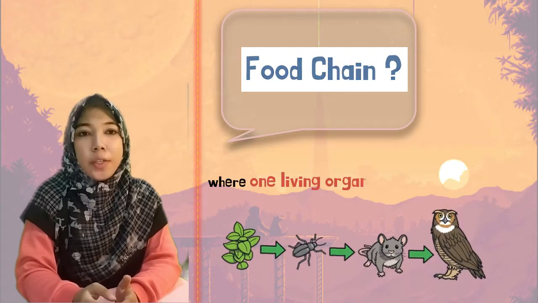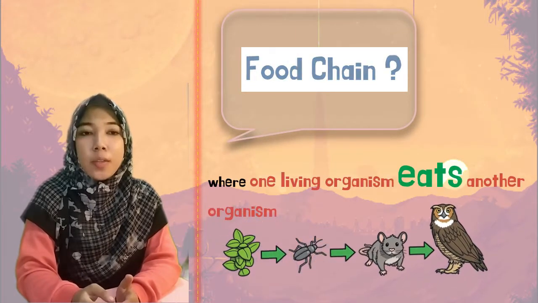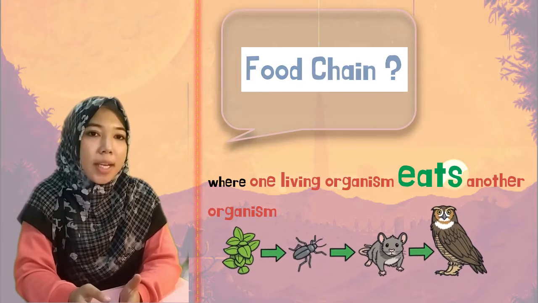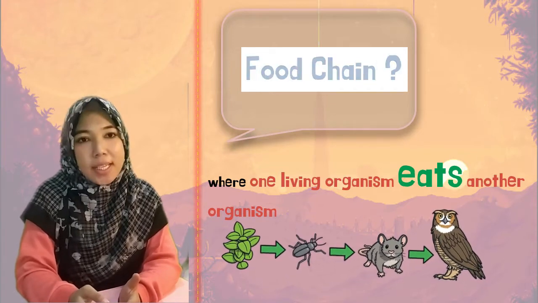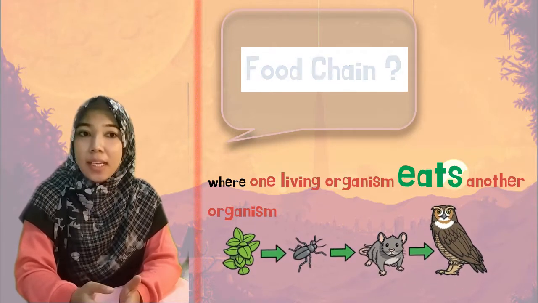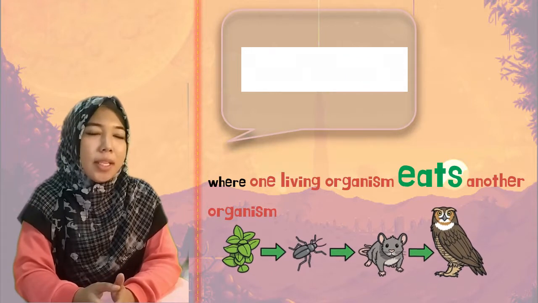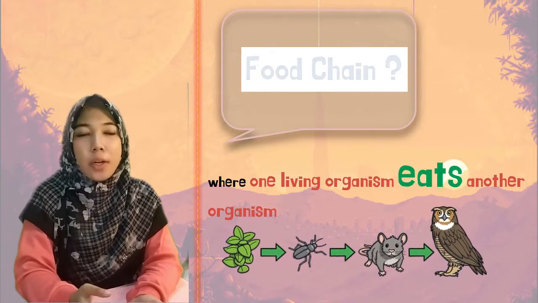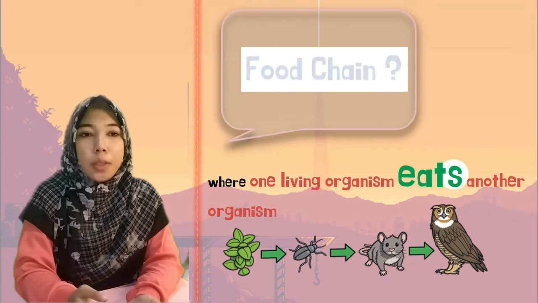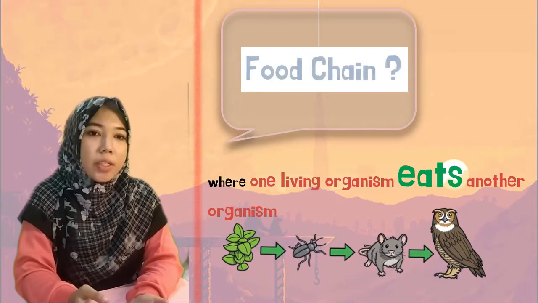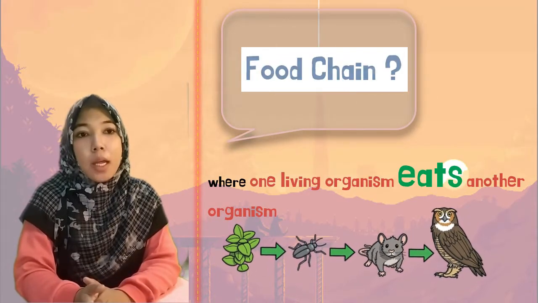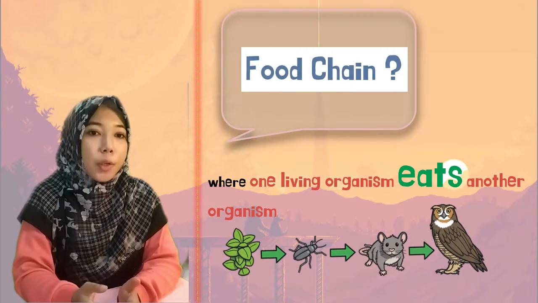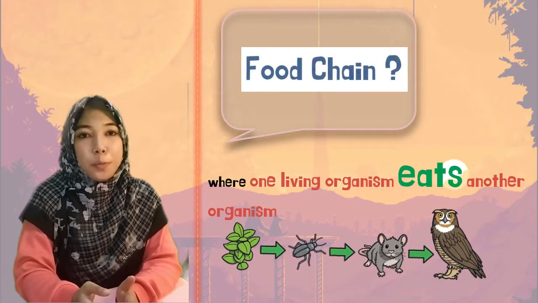Okay, do you know what is food chain? A food chain refers to the order of events in an ecosystem where one living organism eats another organism. And later, that organism is consumed by another larger organism. The flow of nutrients and energy from one organism to another at different trophic levels form a food chain.